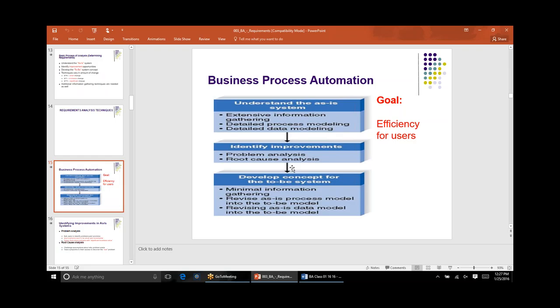And then we have data modeling. Data modeling basically means how we can enter, manage, and maintain data. So we have process modeling and we also have data modeling. We have both, and we work on both. Process modeling tells how the process should be maintained. Data modeling talks about how data should be maintained.